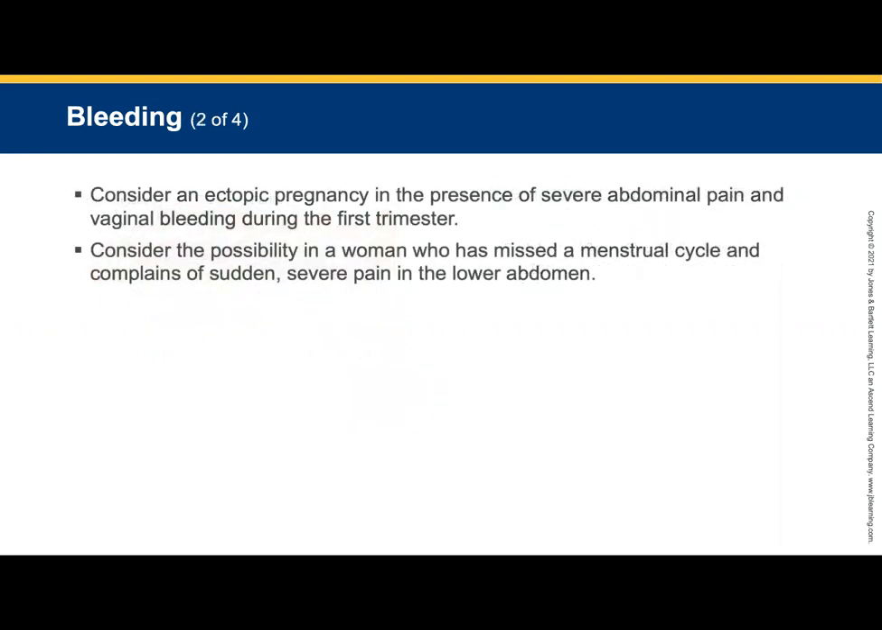All right, so sudden onset of severe abdominal pain and vaginal bleeding in the first trimester of a pregnancy should all be considered ectopic pregnancy until proven otherwise at a medical facility. Consider the possibility of an ectopic pregnancy in a woman who has missed a menstrual cycle and complains of sudden, severe, usually unilateral pain in the abdomen. Whew, that sounds like a tongue twister.